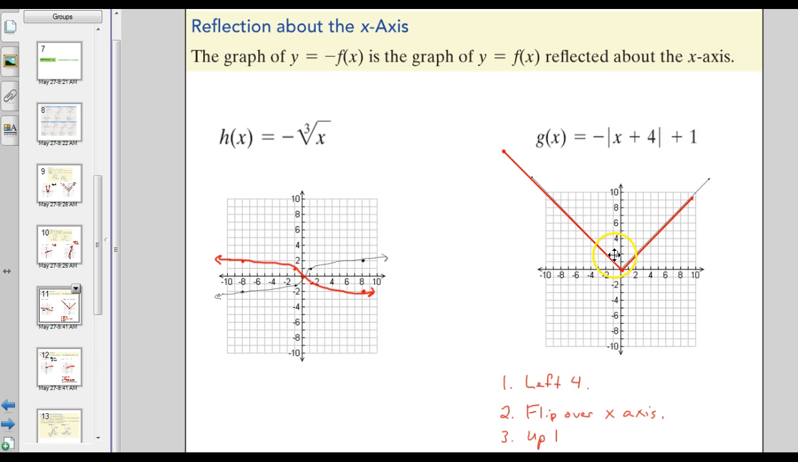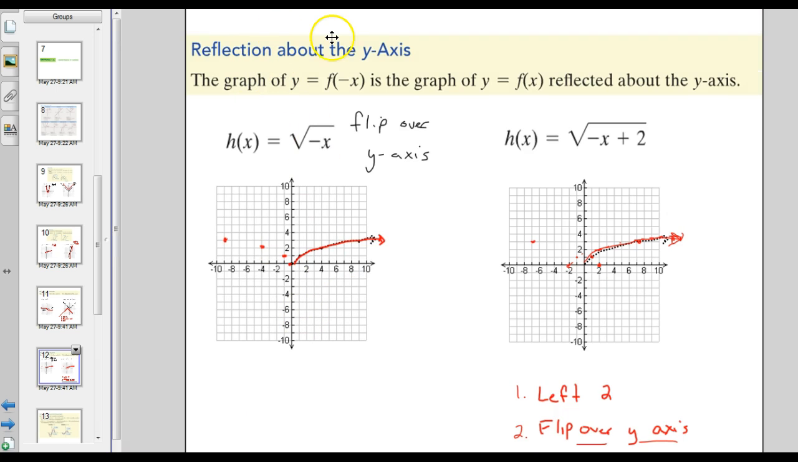So left 4, I'll put that vertex on negative 4, flip over the x-axis, alright, and then from there we move up 1, so take it and move that vertex 1 unit higher, so right about there. Alright, so left 4, flip over the x-axis and up 1.